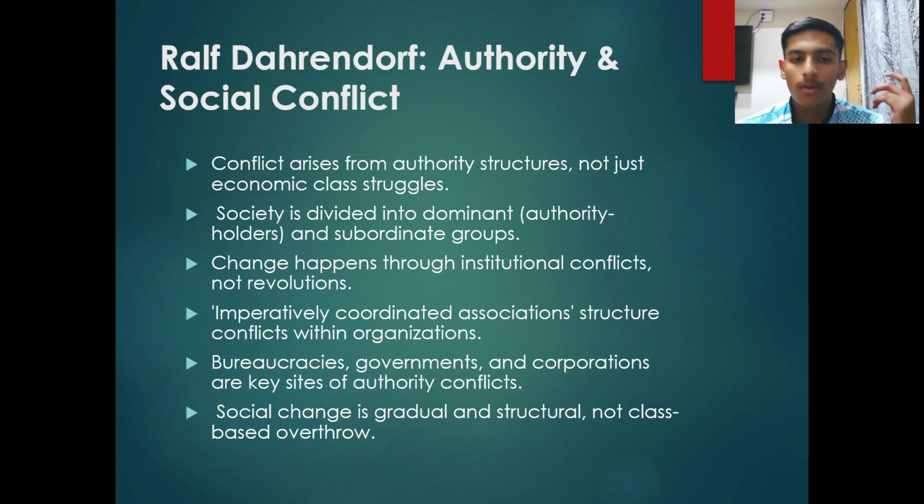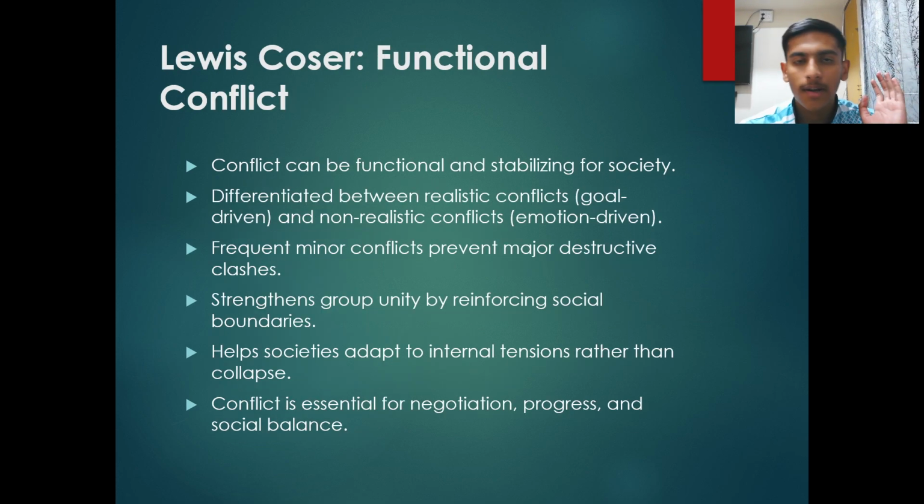I gave the example of bureaucracy in governments and corporations. This is where authority and social conflict are seen together, and this leads to social change. How is this related to social change? When there is a conflict, it tends to change the structure of the society, which leads to social change. This was regarding Ralph Dahrendorf.